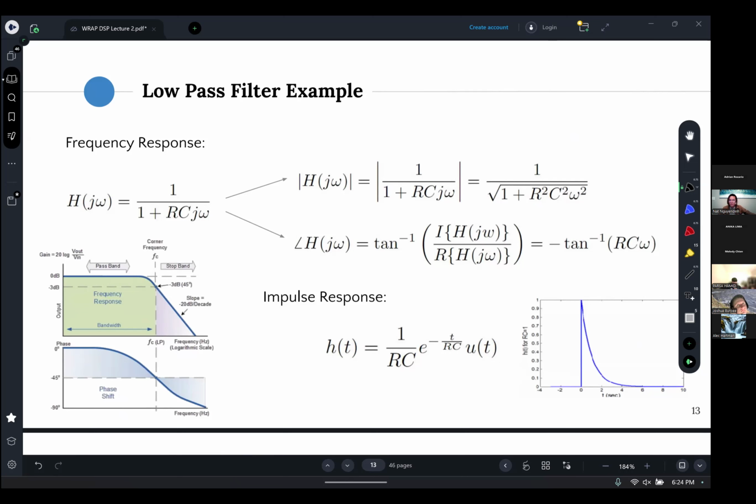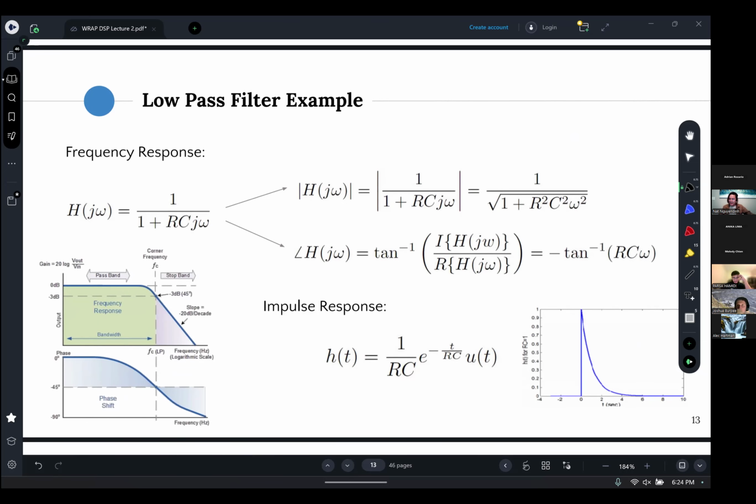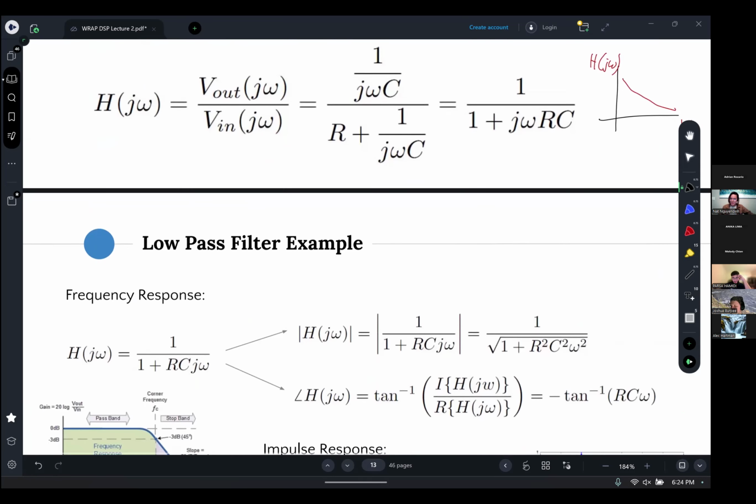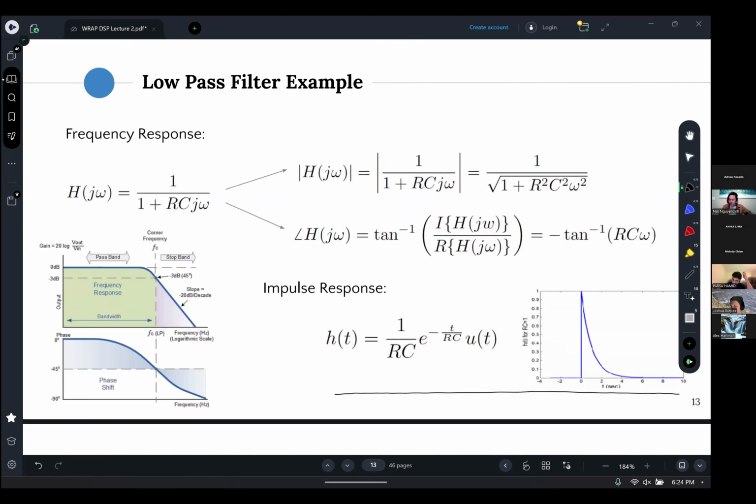And then the last thing that I want to cover here is the impulse response, because for everything in the frequency domain, we can find an equivalent time domain representation, and this is what the time domain representation is. So passing an input signal through this low pass filter is equivalent to convolving this impulse response with our input signal, and that is going to low pass it.